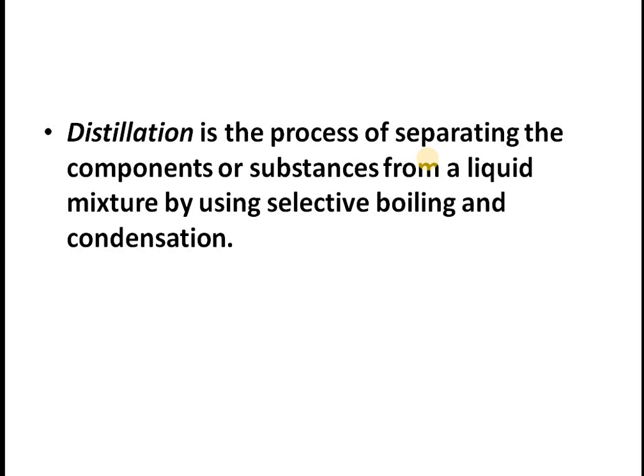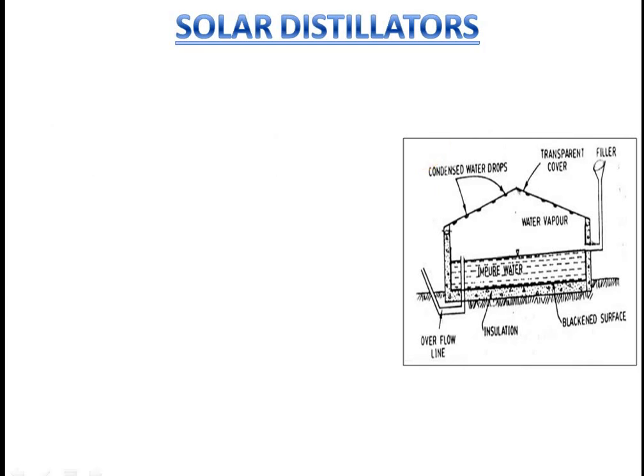Why is this relevant here? You can use this distillation process to separate saline water, salty water. There are many such places where pure water is not available. Using solar energy, you can boil, you can evaporate salty water, and you can separate pure water. So this is a very commercial, handy method to get potable water, drinking water. A typical solar distillator looks like this.